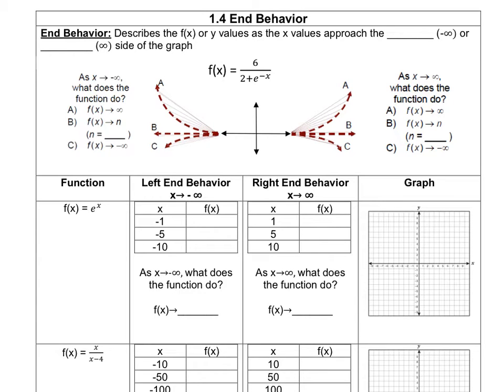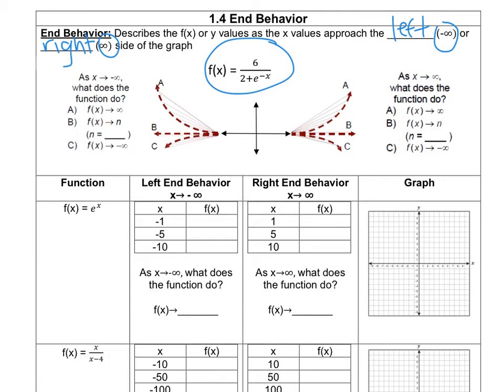Alright, so let's start with end behavior and talk about what that even means. End behavior describes the f of x or y values, because remember, f of x and y is the same thing, as the x approaches the left or right side of the graph. So the left side of the graph would be the left x-axis, which would be all your negative x values, which is why it's approaching negative infinity. And then the right side is the right side of your x-axis, which would be where all of your x's are approaching positive infinity.